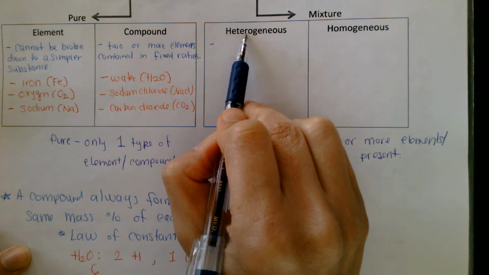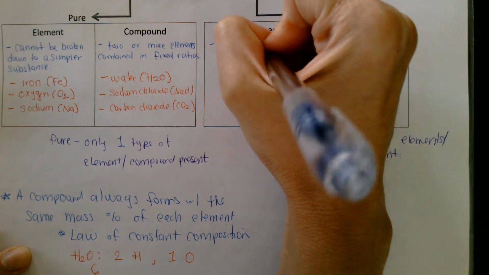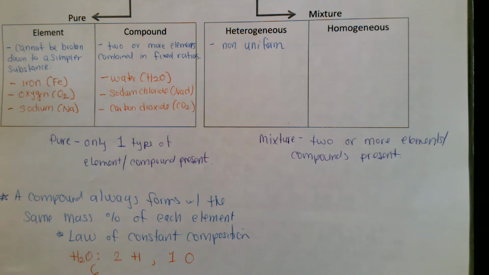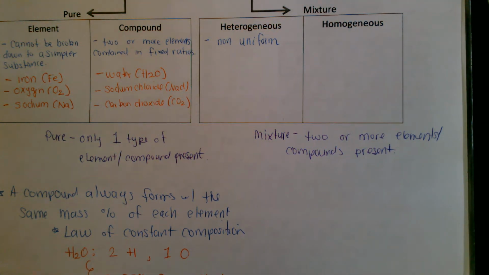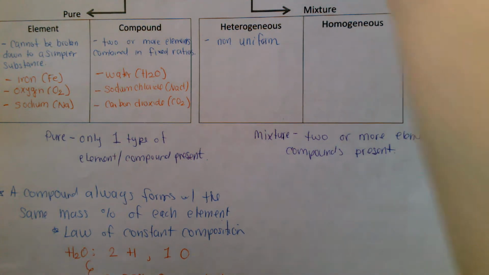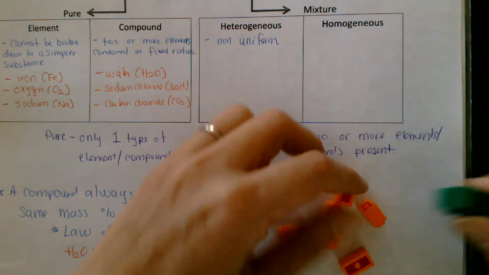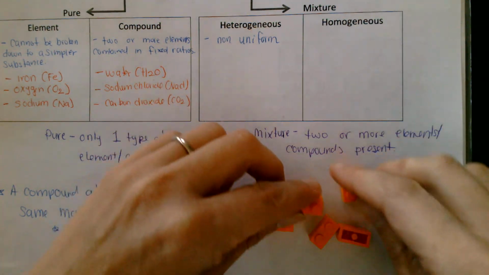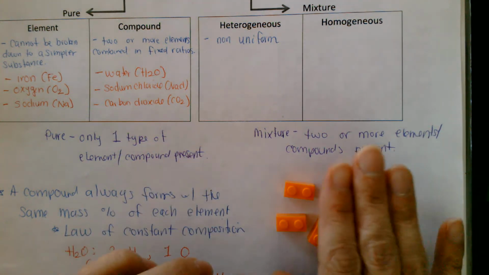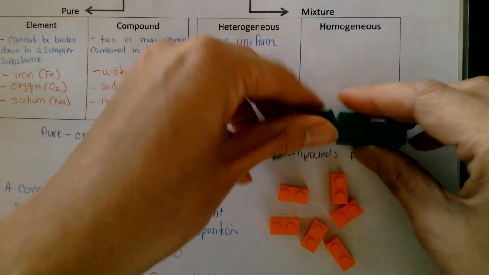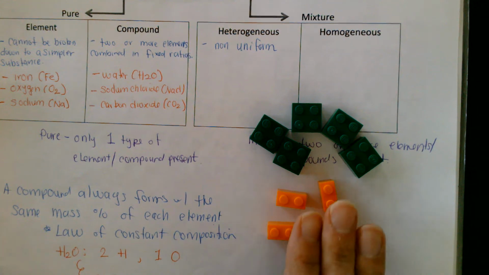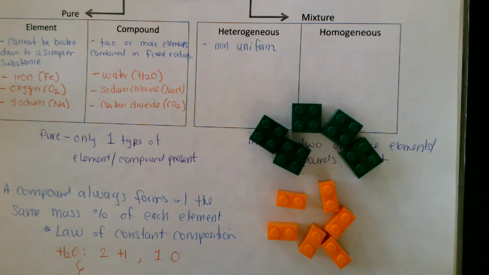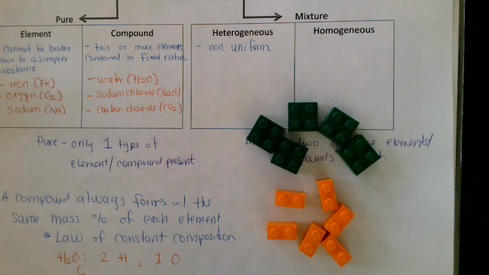Hetero means different. So this is just non-uniform. When this sample forms, you can see distinct layers. For example, here we'll go with elements. If we had oil and water, they form non-uniform. What that means is that in this example, these little orange Legos are going to represent my water. So my water would be one part of the sample and my oil would be at the other. Very, very distinct layers, non-uniform. All of one compound are here, all of the other are up here. So we didn't have equal mixing together. We had very distinct layers where we could see that there's a difference.